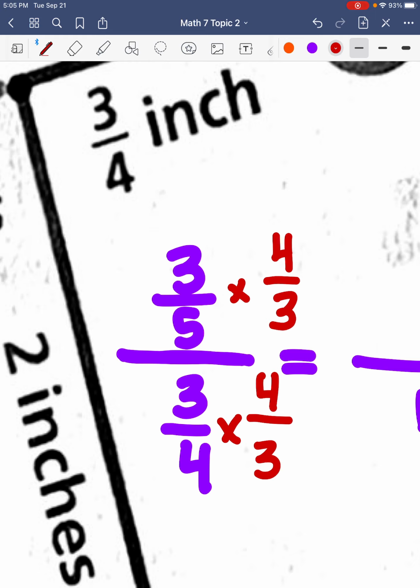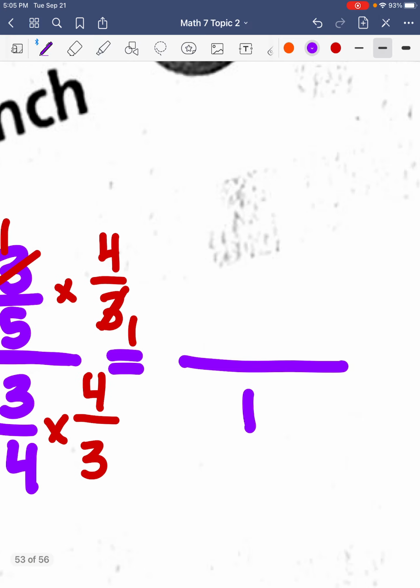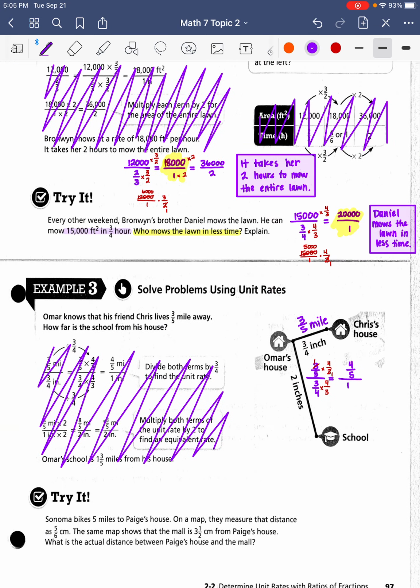So 3 goes into both of those, so that 3 becomes a 1, and that 3 also becomes a 1. So 1 times 4 is 4, 5 times 1 is 5. So 1 inch on the map is 4/5 of a mile. Okay, but the question is, how far is the school from Omar's house?